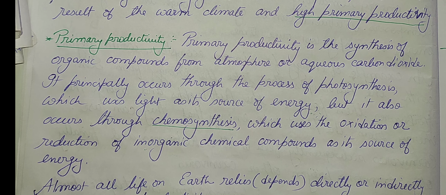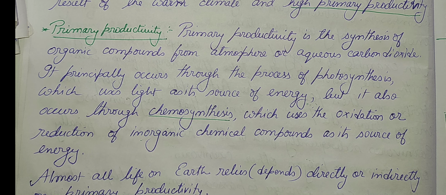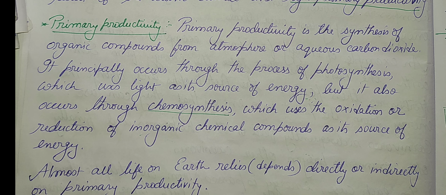That is called secondary productivity. So, primary productivity is fully related with the producers, where they are synthesizing the organic compounds from the atmosphere or aqueous carbon dioxide, and it principally occurs through the process of photosynthesis. That clearly defines that primary productivity is maintained by the producers, which use light as a source of energy, but it also occurs through chemosynthesis that I have discussed with you previously, with the help of certain microbes like blue green algae and certain sulfur containing bacteria also.